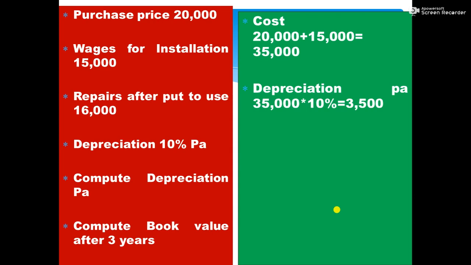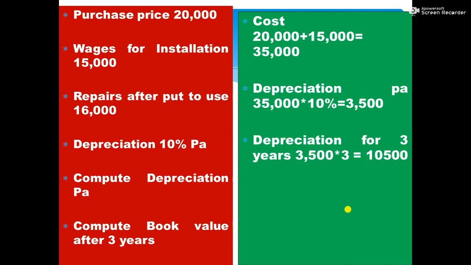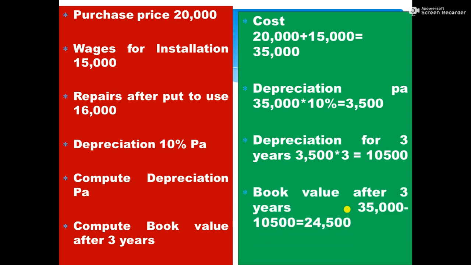Under straight line method, every year depreciation remains the same. We have to calculate book value after 3 years, and therefore 3 years depreciation 3,500 into 3, that is 10,500. Deduct the 10,500 from the cost of the asset. Cost of the asset is 35,000. 35,000 minus depreciation for 3 years, that is 10,500. So 35,000 minus 10,500, 24,500. That is the book value after 3 years.